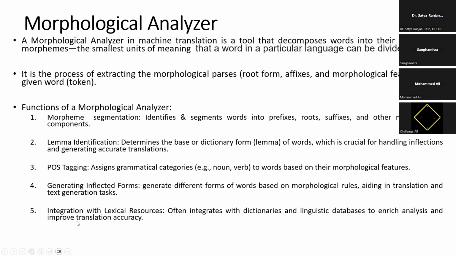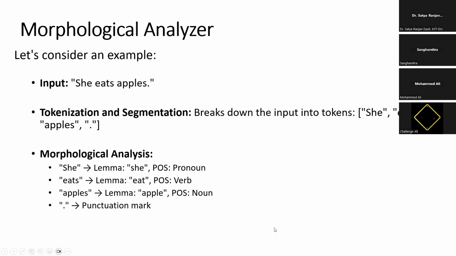And then finally, integration with lexical resources. So the job of the morphological analyzer will also be to integrate with dictionaries and linguistic databases to enrich the analysis and improve the translation accuracy. So let's take an example. Say, for example, the sentence, she eats apples. If you pass it through a morphological analyzer, the output will be the word she, and what is the lemma for this she? The lemma will be she only, and the part of speech will be pronoun.